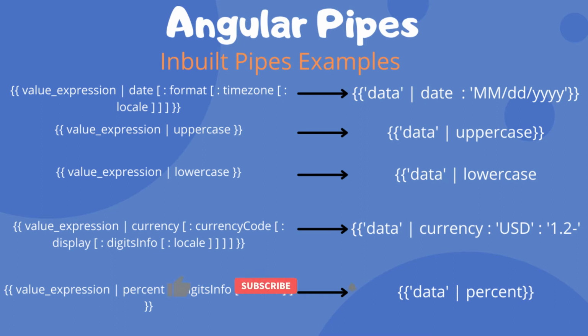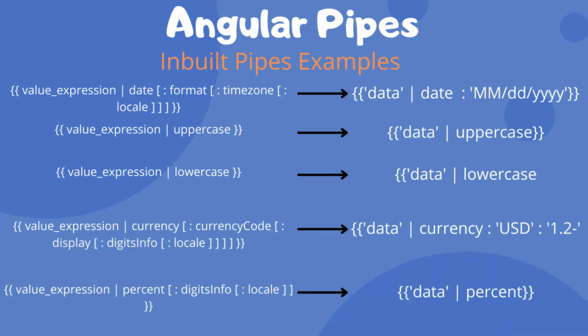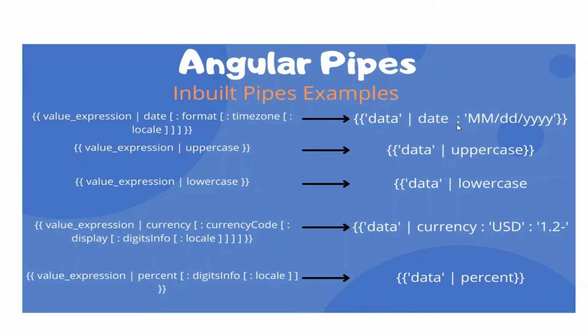So you see the left hand side is the syntax and the right hand side is how you use the pipe. In order to use the pipe, you need to use a symbol called the pipe symbol, this symbol. Okay, so once you put this pipe symbol to the right side of the property of your data or the data itself. So if you're directly using data which is in single quotes, you can use it, or you can bind this property to a property that you're displaying in the table or anywhere.